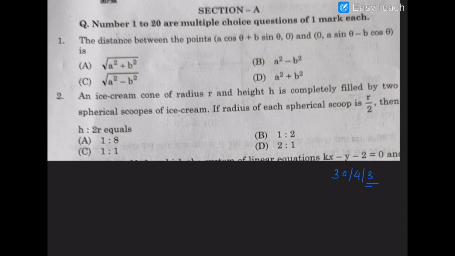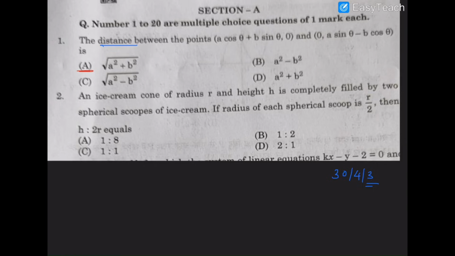So in the first question, we need the distance between the points (a cos theta plus b sin theta, 0) and (0, a sin theta minus b cos theta). You have to calculate the distance. You can use the distance formula. After using the distance formula, you will get a square plus b square.